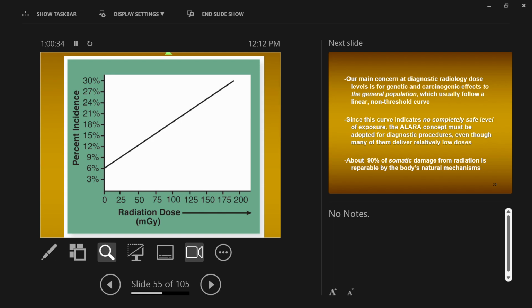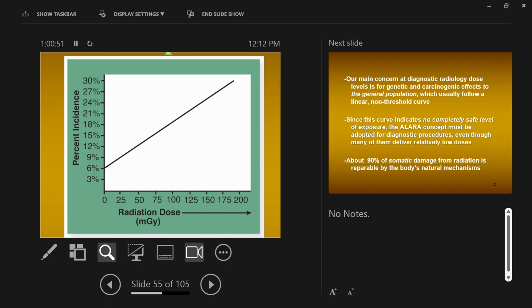But almost all of them are going to be bad, okay? Nearly all possible mutations are bad. But the important thing for this is that this type of graph with no threshold is already showing you something happening before any radiation exposure has been given to this population, okay?